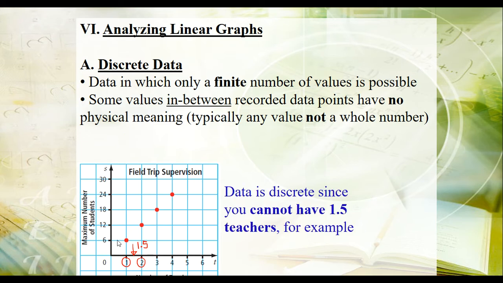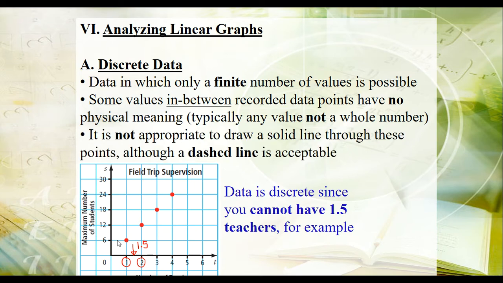So what we'd say here is the data is discrete because, for example, you cannot have an in-between value. In between the number of teachers 1 and 2, if we looked at 1.5, that wouldn't make any physical sense, because in terms of talking about people, you have to have a whole number when making a reference to them. So that's what it means for the data to be discrete.